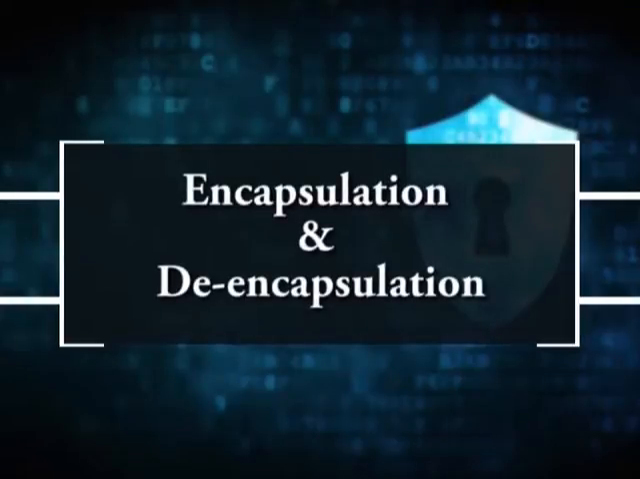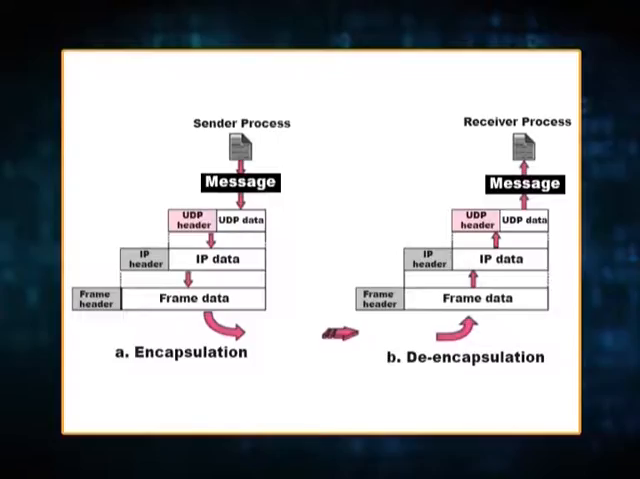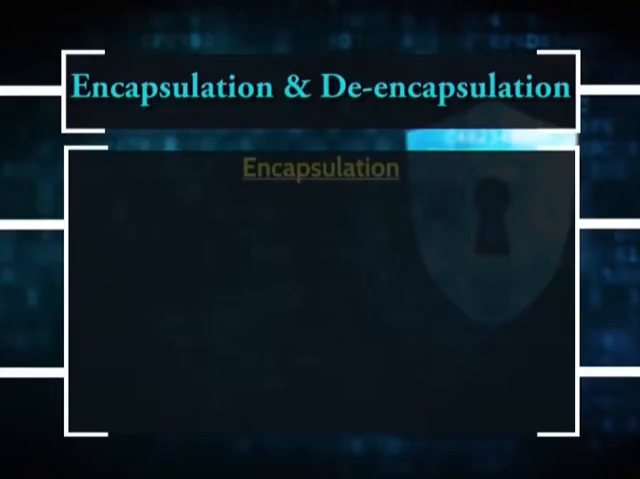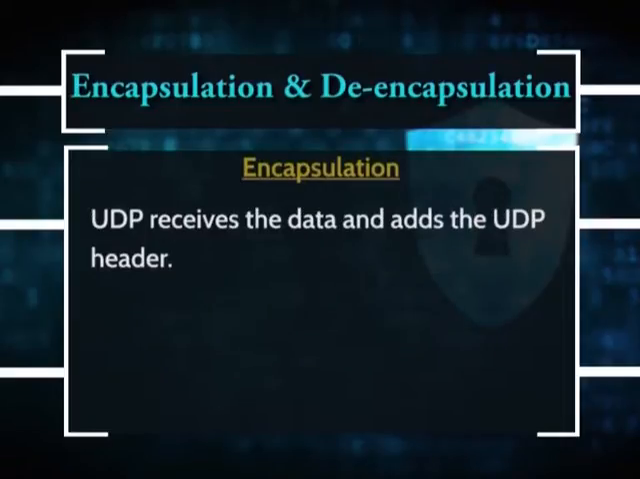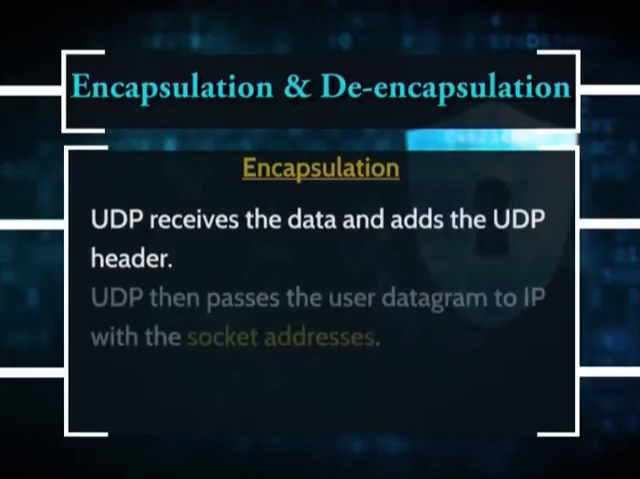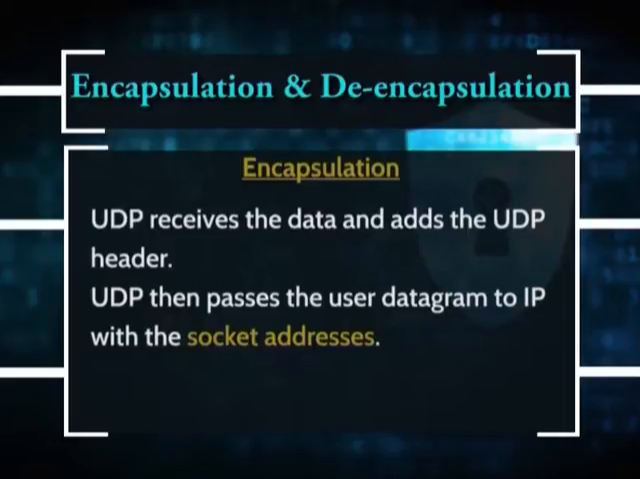Next, encapsulation and de-encapsulation. To send a message from one process to another process, the UDP protocol encapsulates and de-encapsulates the messages. First, encapsulation. When a process has a message to send through UDP, it passes the message to UDP along with the pair of socket addresses and the length of data. UDP receives the data and adds the UDP header. UDP then passes the user datagram to IP with the socket addresses.